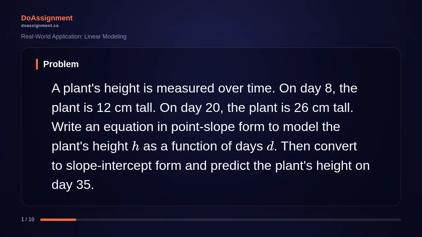Here's the problem. A plant's height is measured over time. On day 8, the plant is 12 centimeters tall. On day 20, the plant is 26 centimeters tall. Write an equation in point-slope form to model the plant's height h as a function of days d. Then convert to slope-intercept form and predict the plant's height on day 35. Now let us work through the solution step by step.